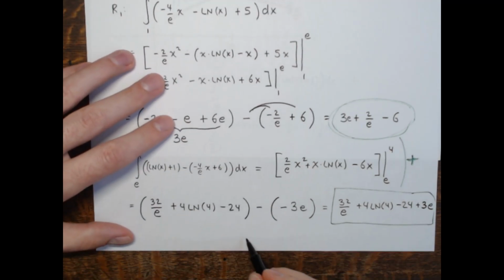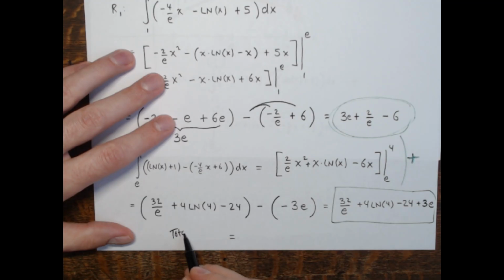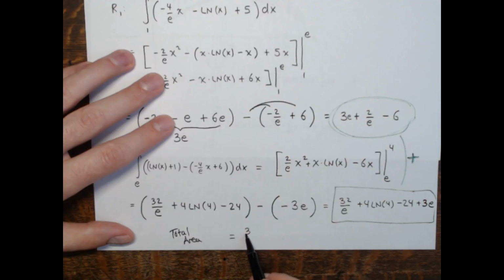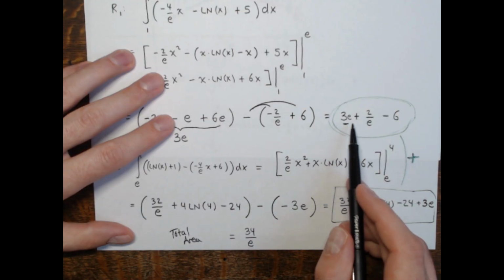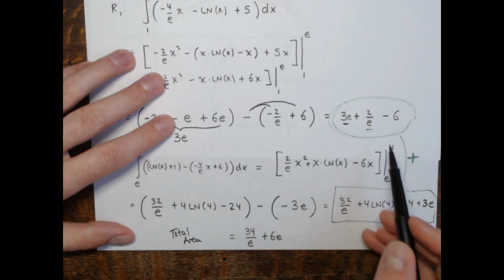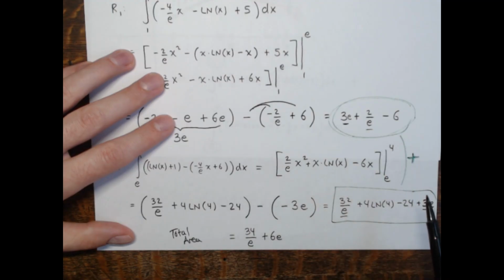So I add these up, combine like terms, so the total area of the regions in between those two curves. Let's see, I got 2 over e plus 32 over e, that'd be 34 over e. There's 3e plus another 3e plus 6e. Got that and that and that and that. And then there's still this, plus 4 times the natural log of 4. And then the two constants, negative 6 and negative 24, added together make minus 30.